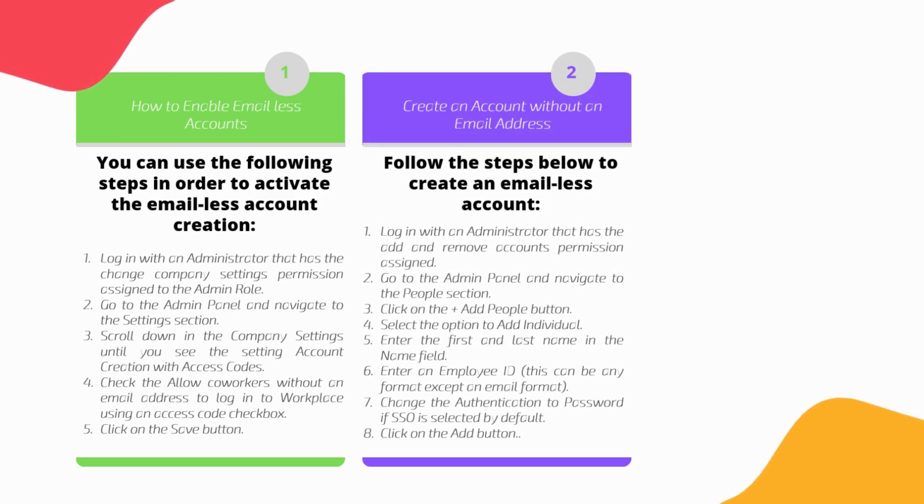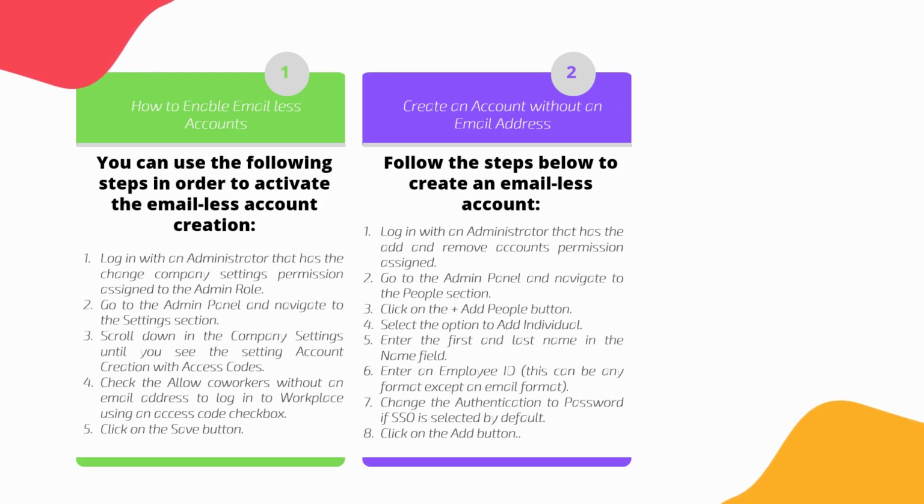1. Log in with an administrator that has the Add and Remove Accounts permission assigned. 2. Go to the admin panel and navigate to the People section. 3. Click on the plus Add People button. 4. Select the option to add individual. 5. Enter the first and last name in the name field. 6. Enter an employee ID; this can be any format except an email address. 7. Change the authentication to password if SSO is selected by default. 8. Click on the Add button.